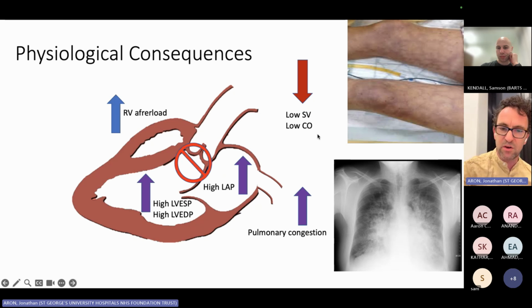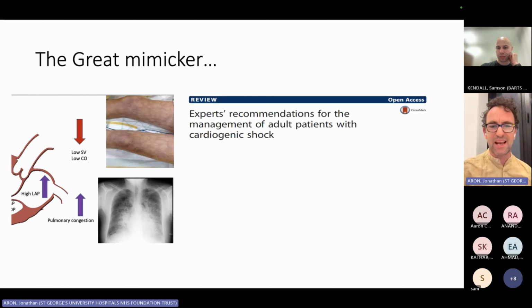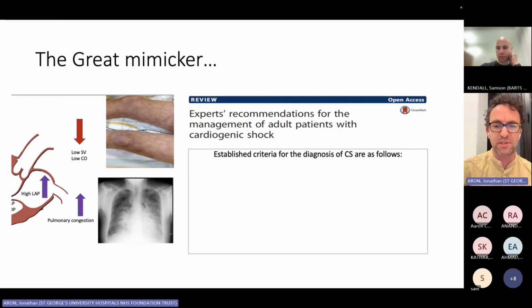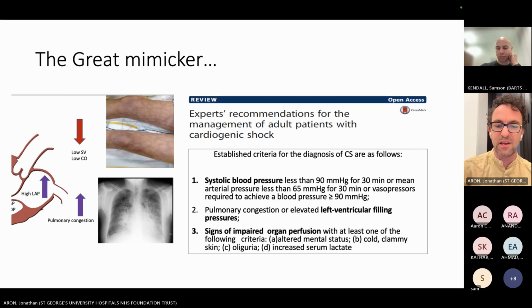So not only do you have a low cardiac output state, you also have high left atrial pressures and pulmonary congestion. I don't know if this syndrome sounds familiar, but it is exactly the same as cardiogenic shock. You can read documents to your heart's content about how to diagnose cardiogenic shock. But on the whole, most people say it is low blood pressure, pulmonary congestion, and organ hypoperfusion. So cardiogenic shock looks exactly like left ventricular outflow tract obstruction clinically.